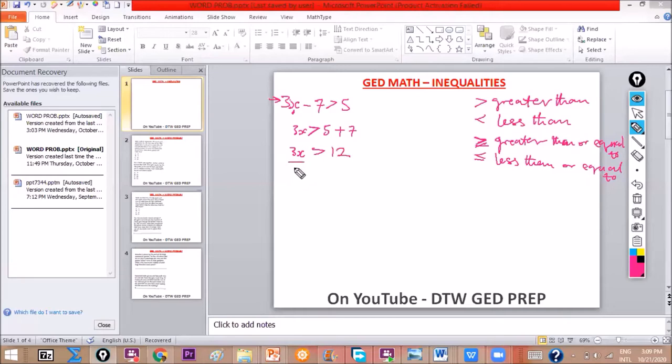We divide both sides by 3. So this cancels out. 3 would go into 12 how many times? 4 times. So x is greater than 4. So this is the answer here.